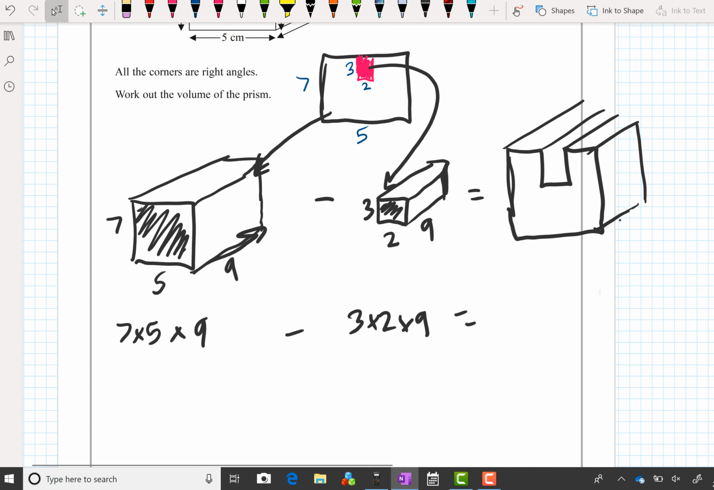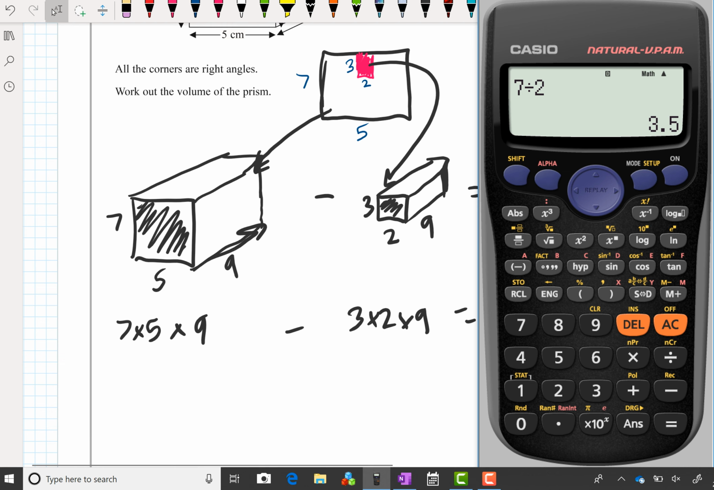So you could calculate them separately and subtract them. I, however, will put them all on one line. 7 times 5, you don't need to put the brackets, but I'd like to. Makes it clearer to me. Then subtract 3 times 2, times 9, equals 261.